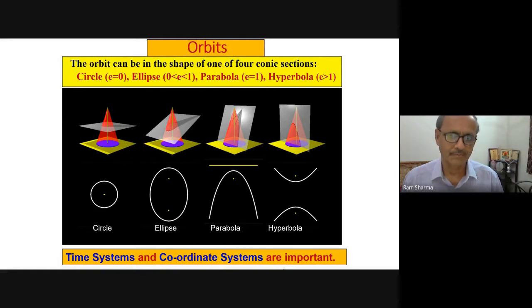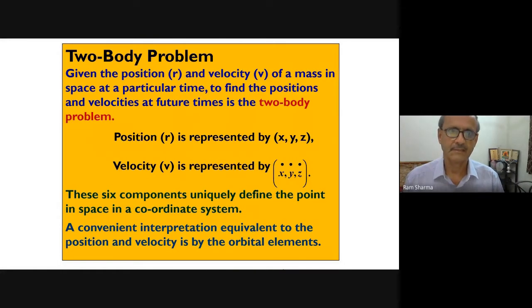Now, the two-body problem. This is where we start our area. We know the position and velocity of a mass in space at a particular time. Now to find the position and velocity at future times is the two-body problem. Position is represented by the coordinates in three-dimensional space, x, y, z, and velocity is represented by x dot, y dot, z dot, that is dx by dt, dy by dt, dz by dt. These 6 components uniquely define a point in space in a coordinate system.